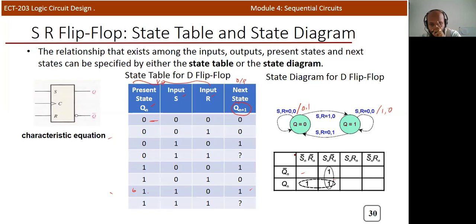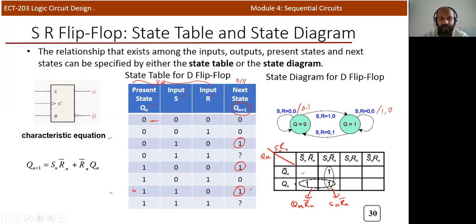So if you write S and R, you need a K map, a 3 variable K map: Qn, and S and R. After indicating the values, you know that Qn plus 1 is equal to 1 in 3 cases. So we have indicated that. And now we get Qn and R bar, or simply R bar, and S. So you are getting two terms: Qn R bar and S. So this is the characteristic equation of the SR flip-flop.